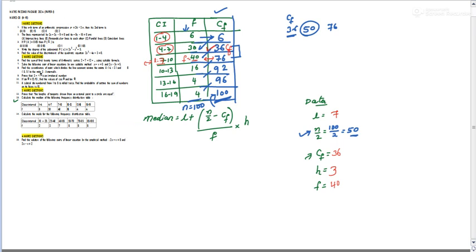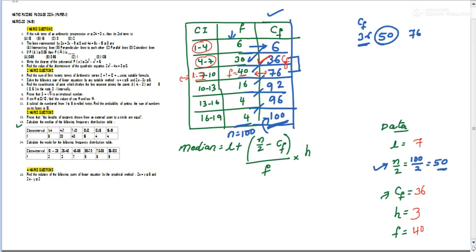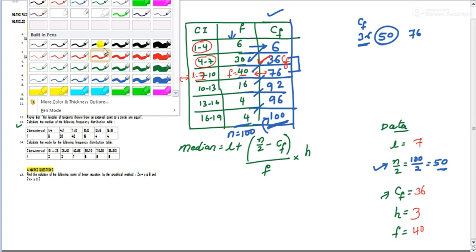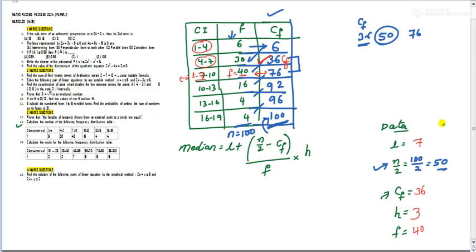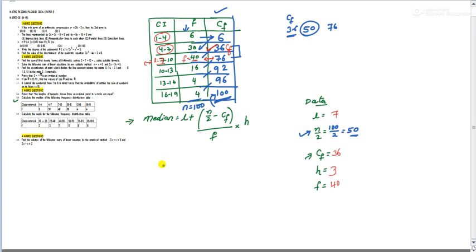Okay, so after getting all these values, you just have to substitute in the formula. The formula is written here, just substitute. 7 plus n by 2 is how much? 50, minus CF is 36, divided by F is 40, into h, the height, that is the class size, which is 3.